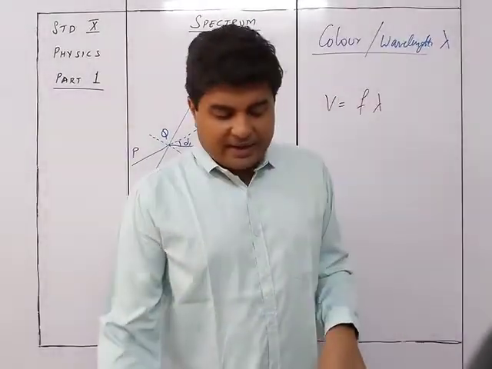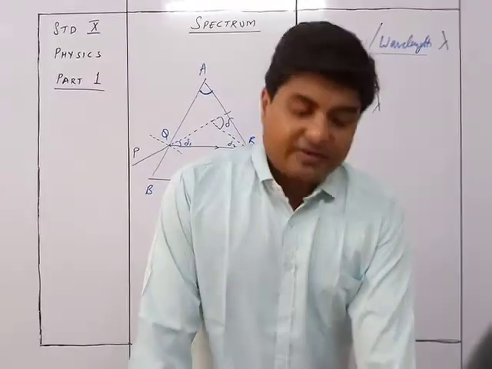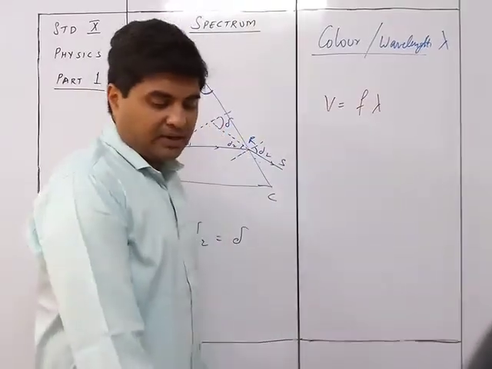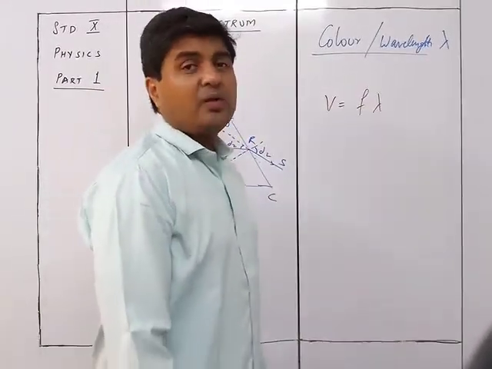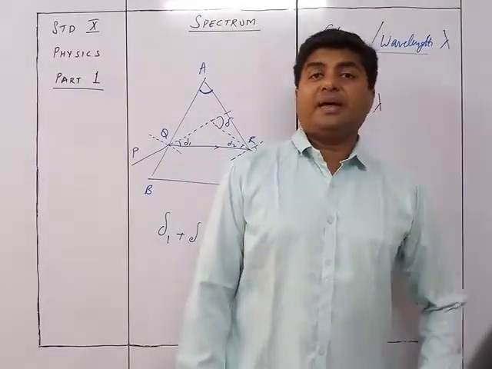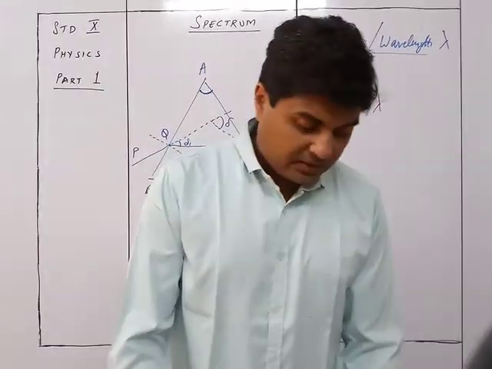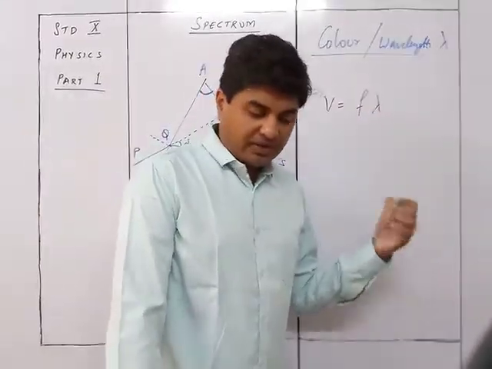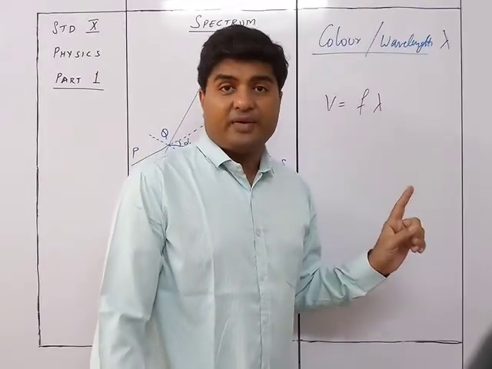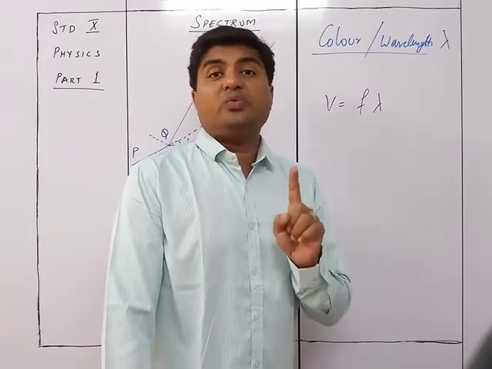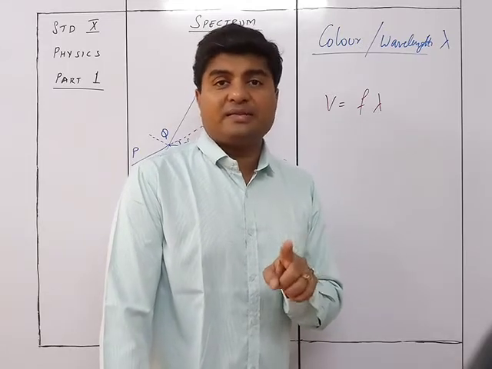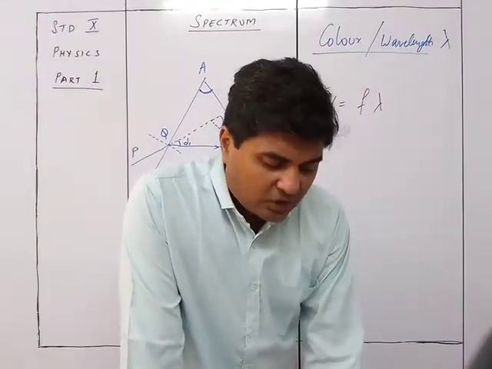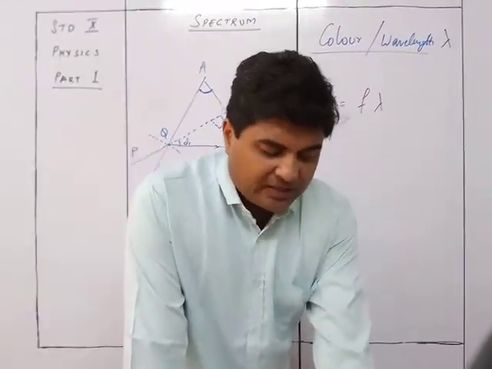Therefore, the refractive index of the glass, that is the material of the prism, increases with the decrease in the wavelength of light. That means with the decrease in wavelength of light, there will be a decrease in the speed, and accordingly, due to the decrease in the wavelength, there will be an increase in the refractive index. That means the deviation will increase. If the refractive index increases, the deviation also increases. So therefore the deviation caused by the prism also increases with the decrease in the wavelength.